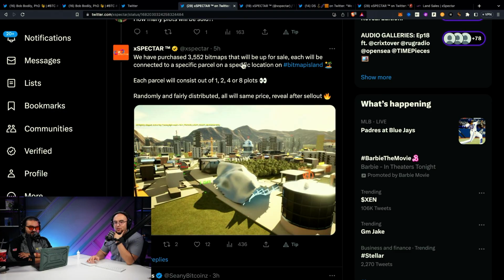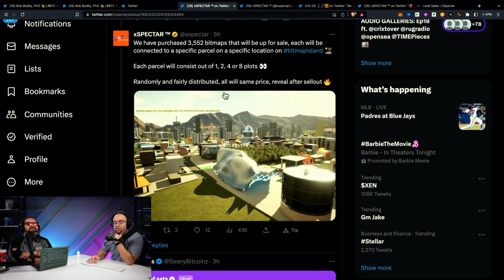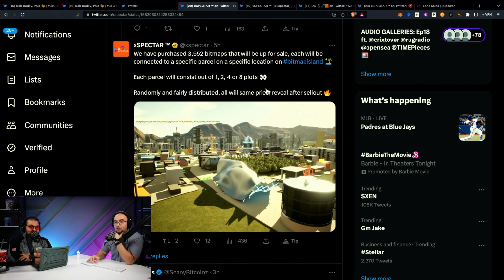So now they're going to do a launch, and I wanted to explain something that's important to understand. We purchased 3,500 bitmaps that will be up for sale. Each will be connected to a specific parcel on a specific location on Bitmap Island. Each parcel will consist of 1, 2, 4, or 8 plots, randomly and fairly distributed. All will be the same price. Reveal after sellout.